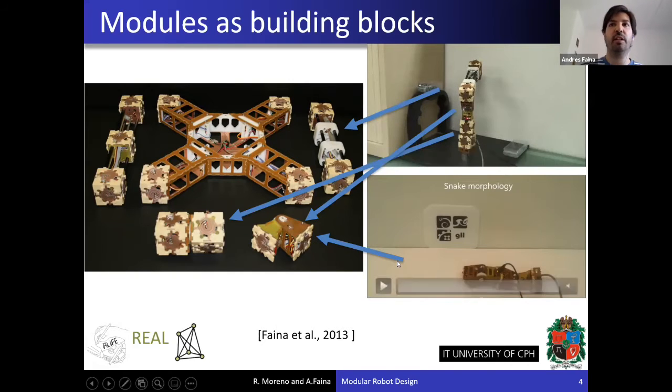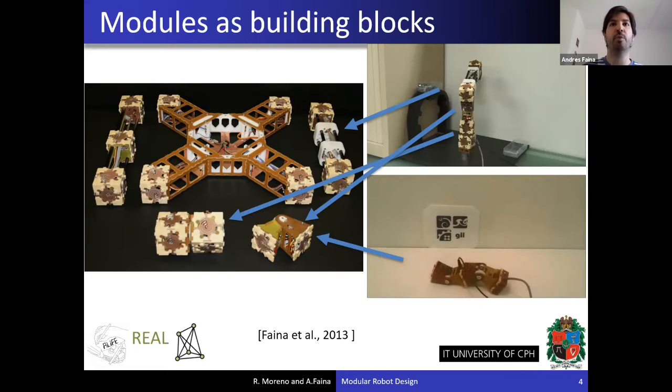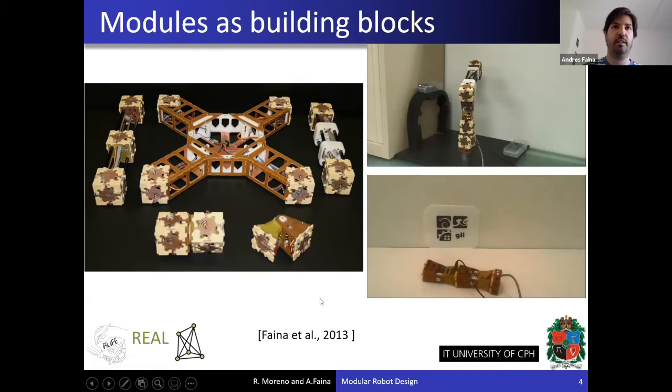Or if we just take a couple of hinge modules, we can make a snake morphology. In this case, it's able to move forward or backwards depending on the controller parameters. But the important point is that we are using these modules as building blocks to develop robots quite fast.